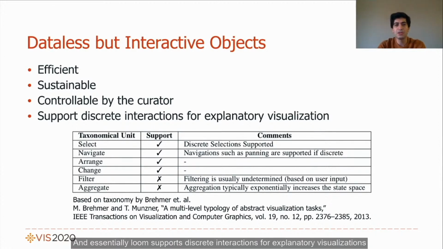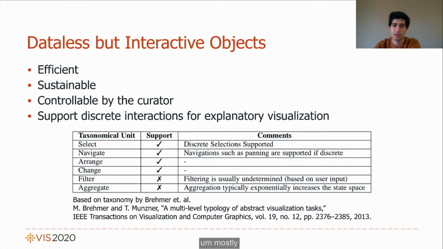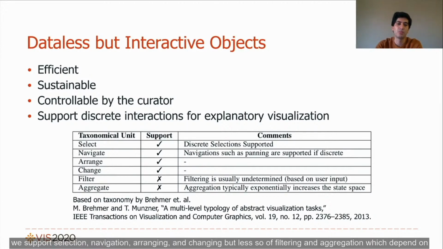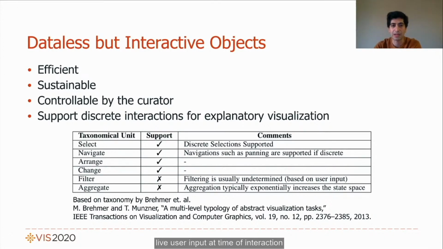And essentially, Loom supports discrete interactions for explanatory visualizations mostly, compared to exploratory visualizations. And essentially, based on Bremer's taxonomy of visualization tasks, we support selection, navigation, arranging, and changing, but less so of filtering and aggregation, which depend on live user input at time of interaction.